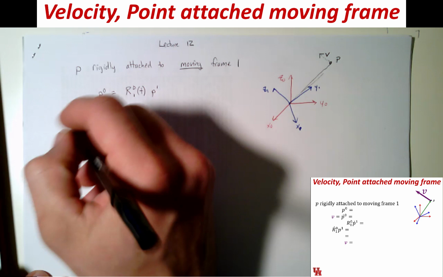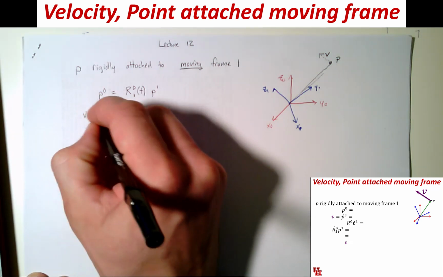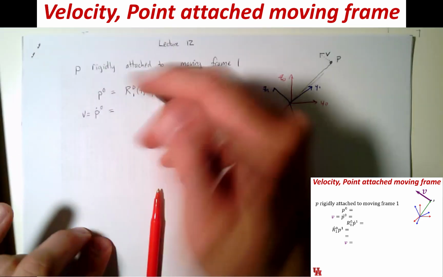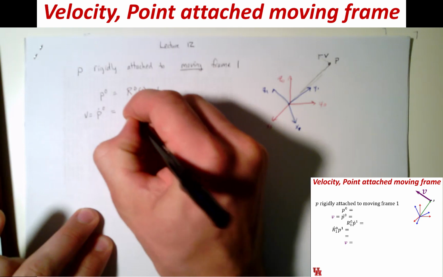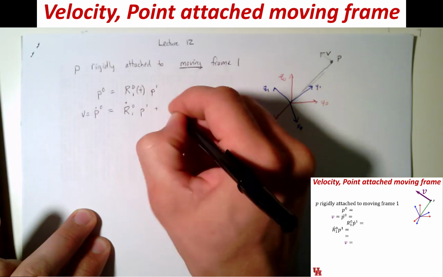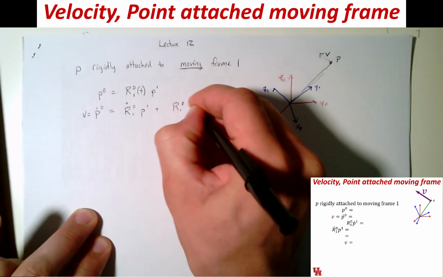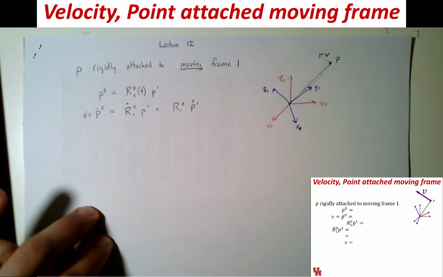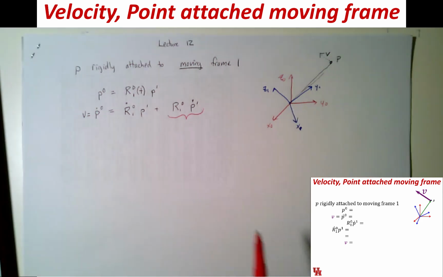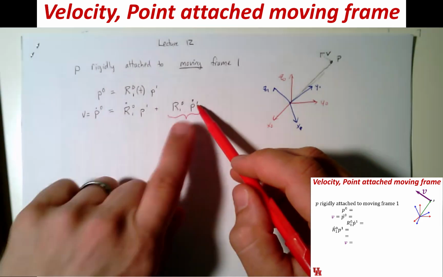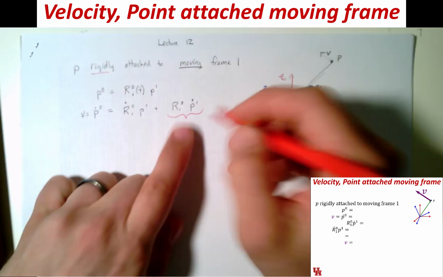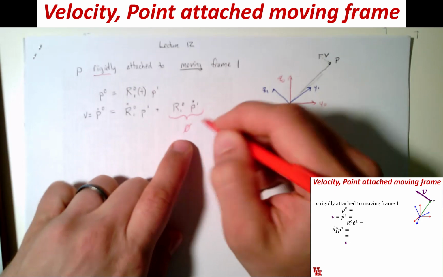And to do that, I'd say, well, v is equal to the time derivative of p0. I've got two terms in here, so I'm going to have to do the product rule. So the derivative of the first, r1 0 dot times p1, plus r1 0 times p1 time derivative. Two terms here, so let's split that up. Let's look at this first term here. This is saying, well, I just need to know how fast p is moving in frame 1. We said it is rigidly attached. So this term here is going to be 0. There's no component there.